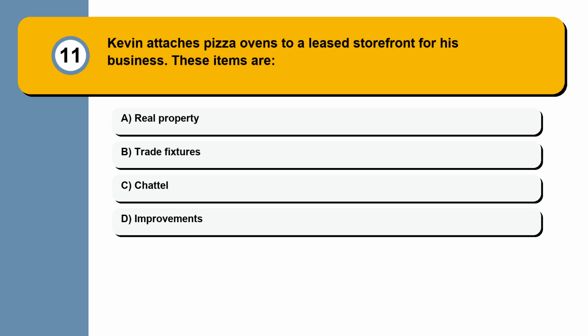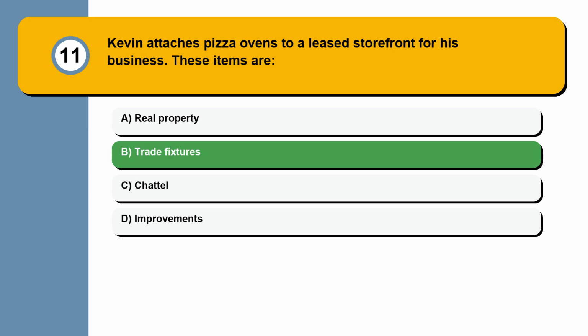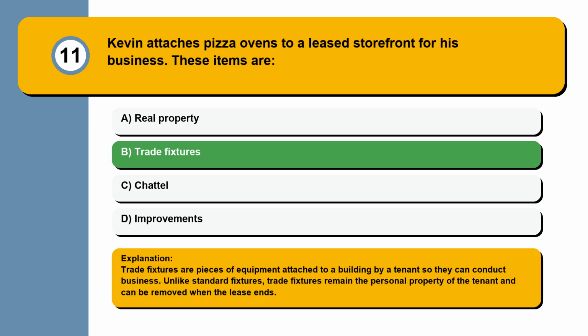Question 11. Kevin attaches pizza ovens to a leased storefront for his business. These items are real property, trade fixtures, chattel, improvements. Trade fixtures are pieces of equipment attached to a building by a tenant so they can conduct business. Unlike standard fixtures, trade fixtures remain the personal property of the tenant and can be removed when the lease ends.